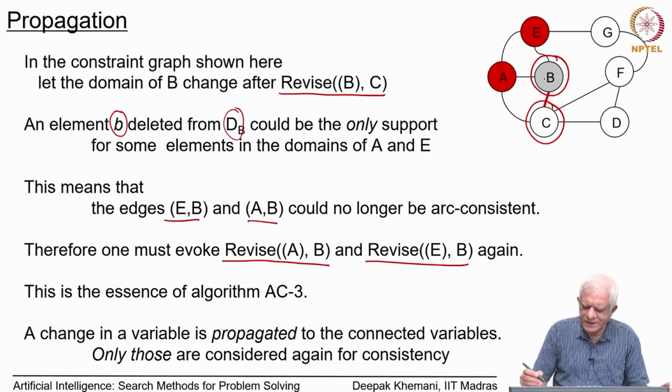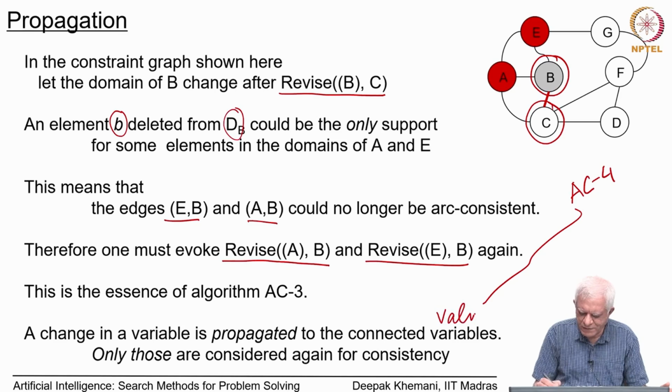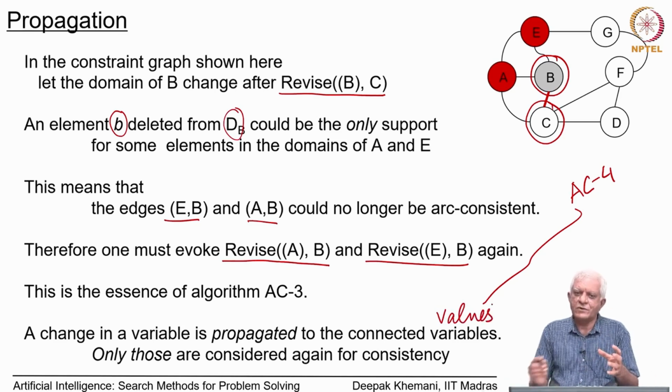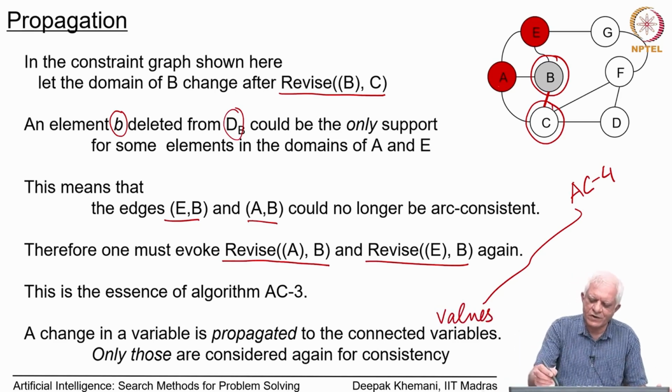There is another algorithm which again we will not go into, which is called AC4, which talks about values here, that you do not do the whole variable itself. So, you do not look at all values in A and in E to see if it is consistent. You know that you have deleted b from the domain of B, just look at those values in A and E which were supported by b, and if that was the only support for those values, then you have to do something to make them R consistent.